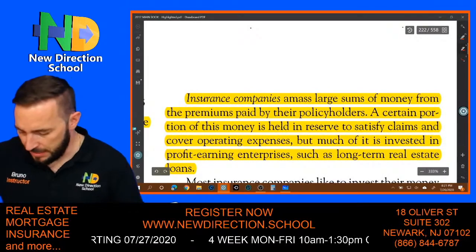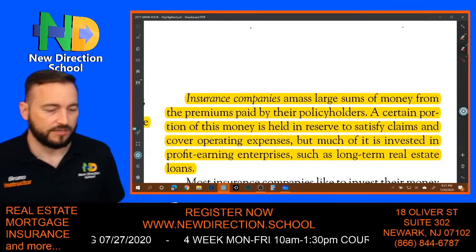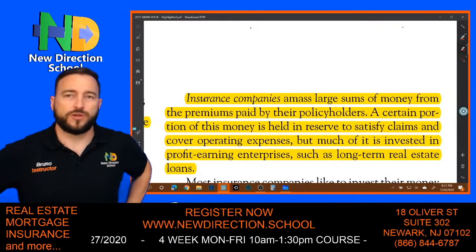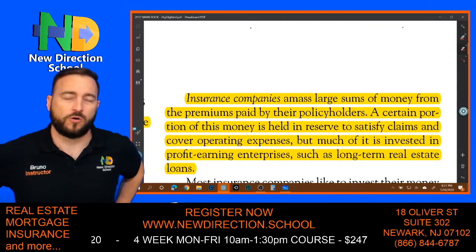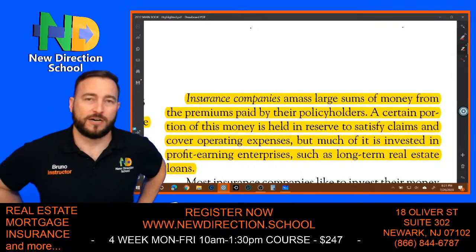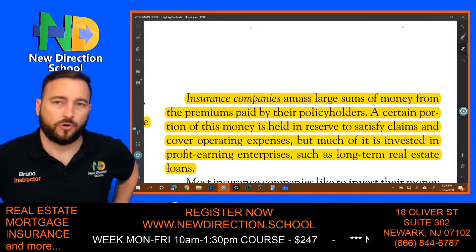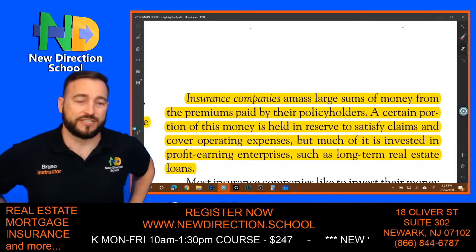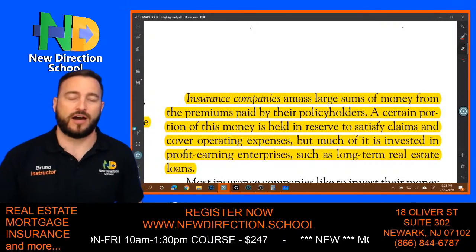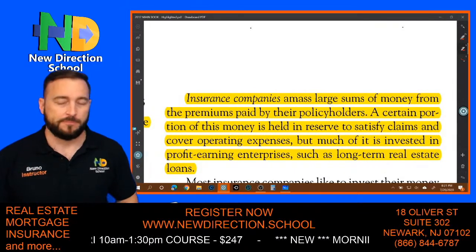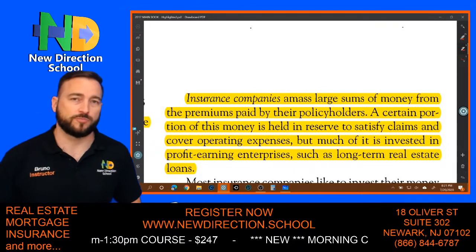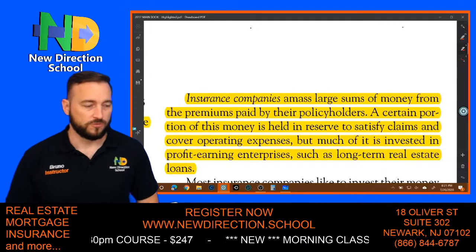Insurance companies amass large sums of money from premiums paid by their policyholders. Now, a certain portion of this money is held in reserve to satisfy claims and cover operating expenses. But much of it is invested in profit-earning enterprises, such as long-term real estate loans.